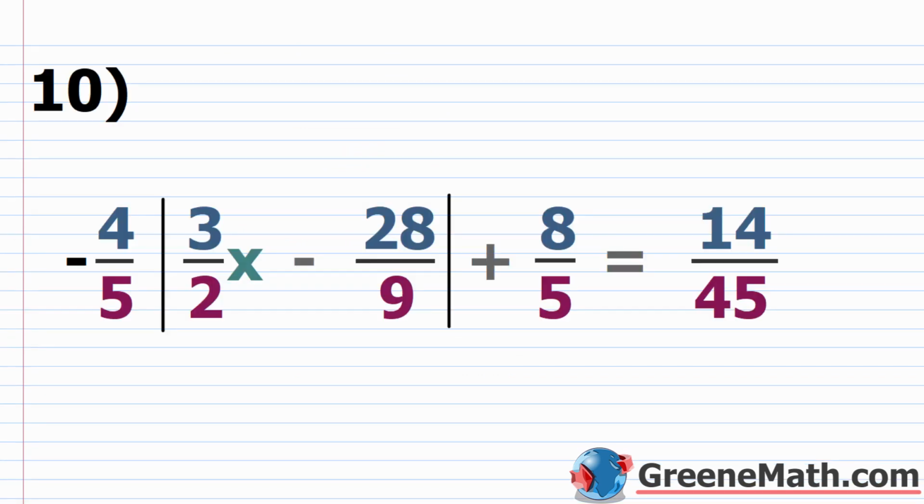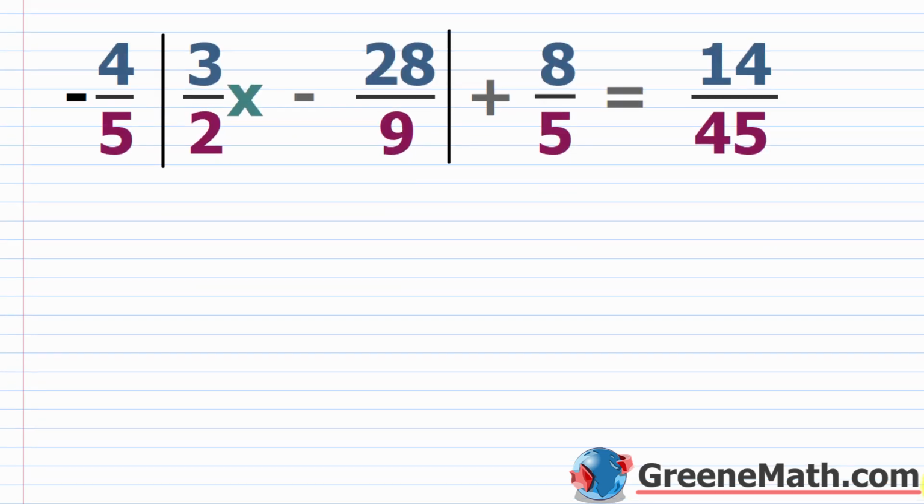All right, let's look at problem number 10. Again, another tedious one because we have some fractions involved. So we have negative 4/5 times the absolute value of 3/2 x minus 28/9, then plus 8/5 is equal to 14 over 45. Okay, so thinking about the fractions on the outside of the absolute value bars, again, the LCD there, if you think about 5, 5, and 45, again, don't worry about what's inside the absolute value bars for right now. The LCD is going to be 45.